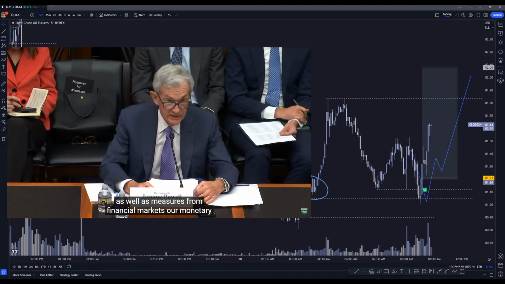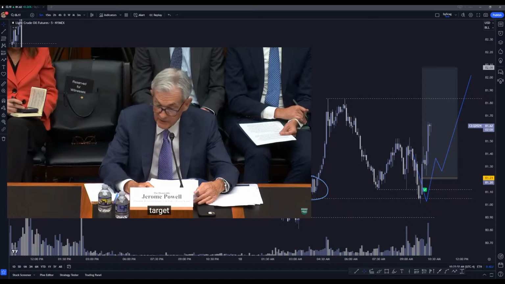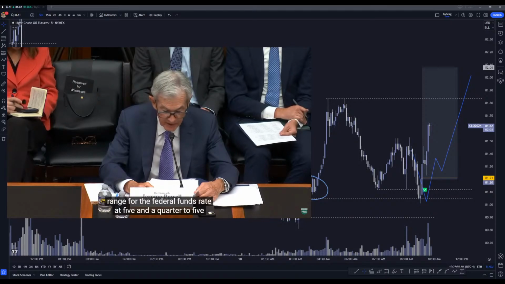Our monetary policy actions are guided by our dual mandate to promote maximum employment and stable prices for the American people. In support of these goals, the committee has maintained the target range for the federal funds rate at 5.25% to 5.5% since last July, after having tightened the stance of monetary policy significantly over the previous year and a half. We have also continued to reduce our securities holdings.